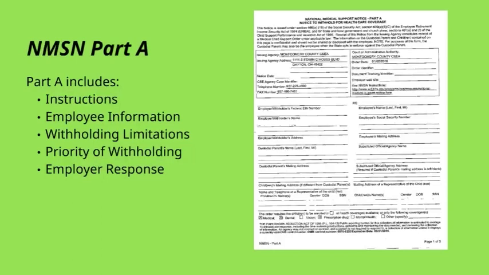Is the person identified still employed by your company? If so, is insurance even available to them? If insurance is available, is there a waiting period? If the employee is new to your company and needs to complete probation before being eligible for benefits, we need to know that information too. And when did you forward Part B of the NMSN to your plan administrator?